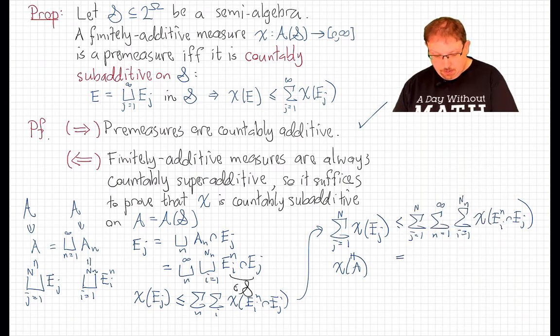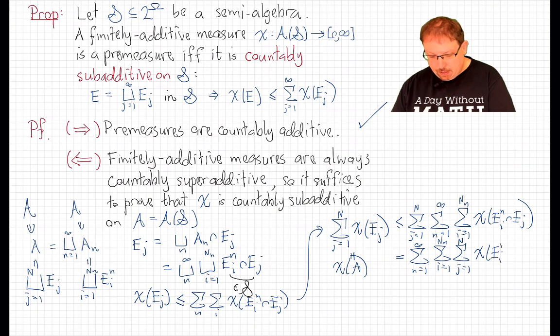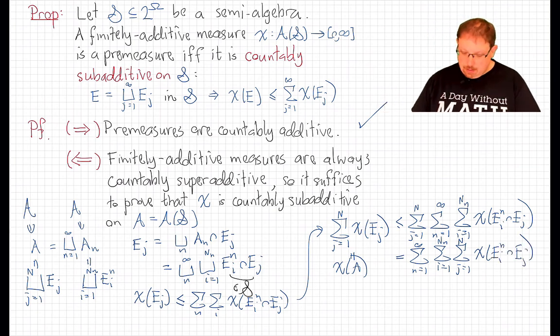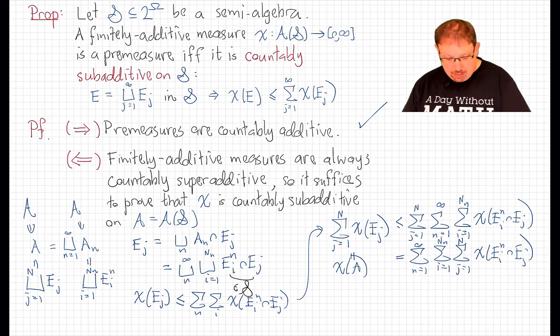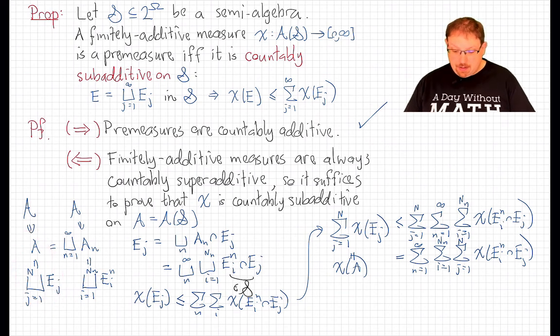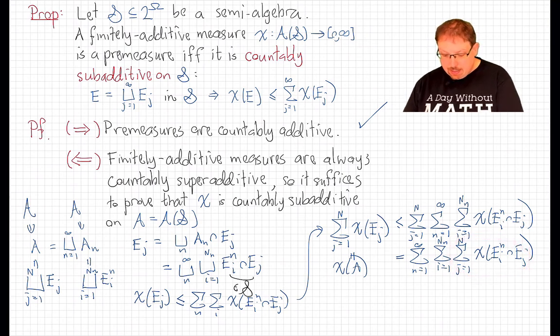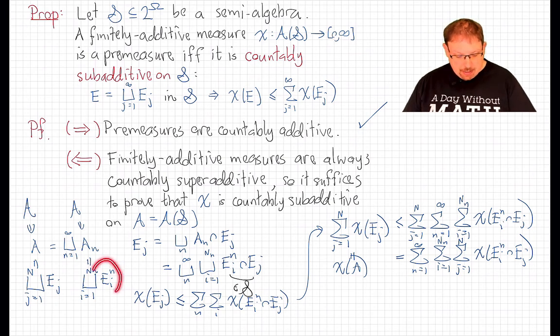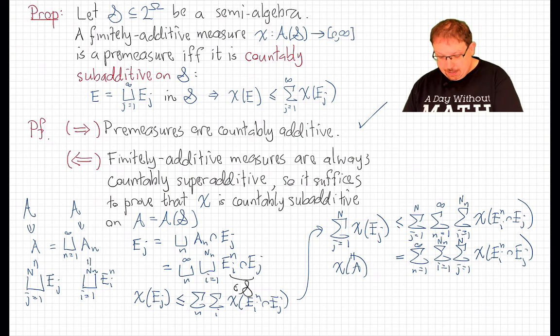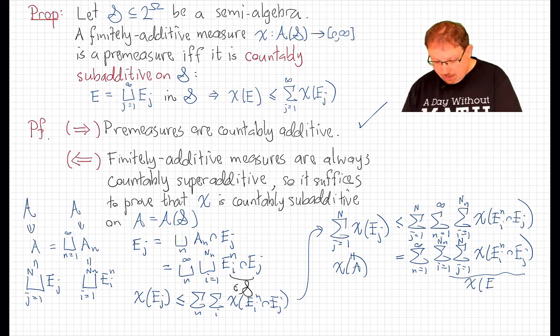And so this is equal to the sum over n, the sum over i, the sum over j of chi of those intersections. Now on the inside, since the E_j form a decomposition of A, this sum is nothing other than chi of E_in intersected with A. But the E_in are all in the A_n, which are all in A, and therefore this inside sum just becomes chi of E_in.